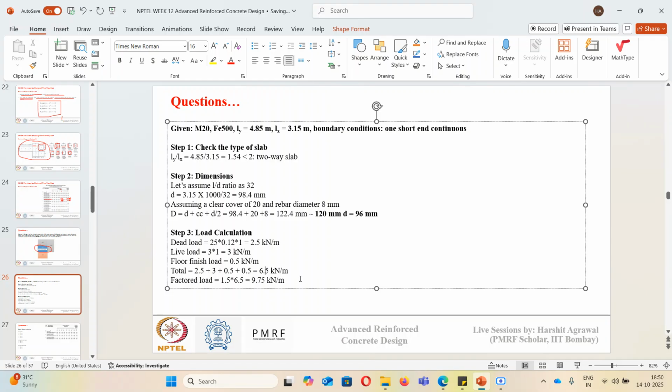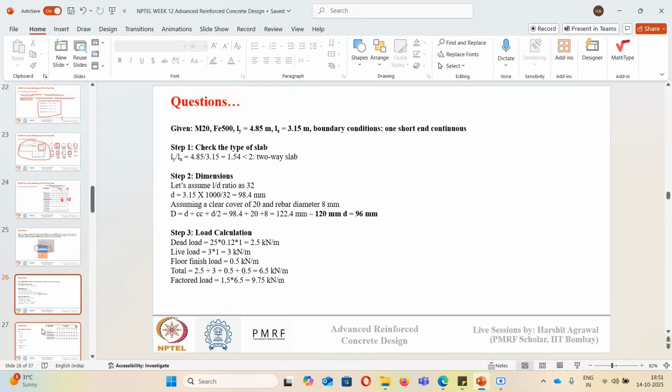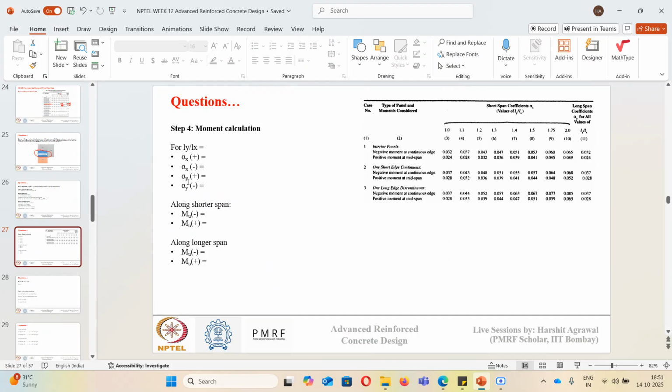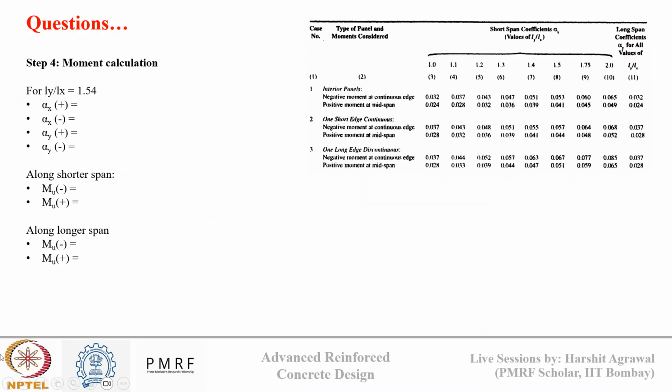Not always do we need to increase the live load. We can keep whatever we are getting from floor finish, dead load and live load, and take that load also. I'm increasing by 0.5 just to take into account an additional safety factor if needed. So we know the total factored load, so the W value we know. Now we need to calculate the alpha x and alpha y values. For this, we know the Lx by Ly ratio is 1.54, and we have this case, one short edge continuous. This second case is what we are dealing with.